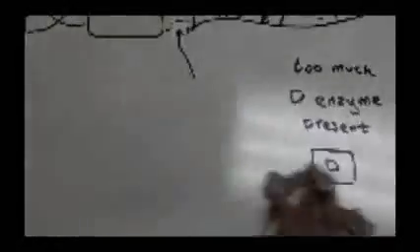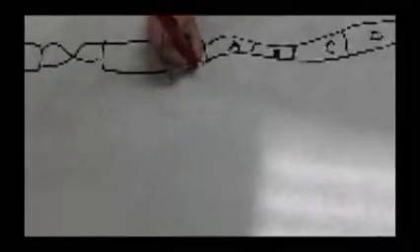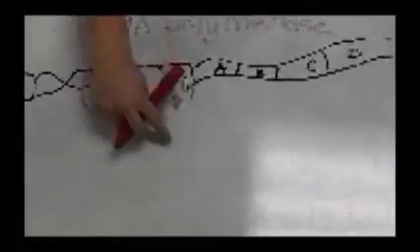The repressor then attaches to the operon in the operator. When the repressor is attached to the operator, the RNA polymerase cannot pass. This causes the operon to become inactivated.